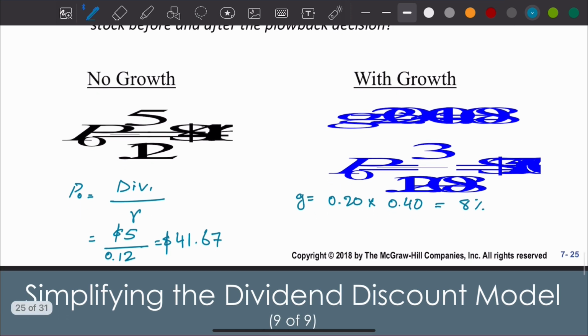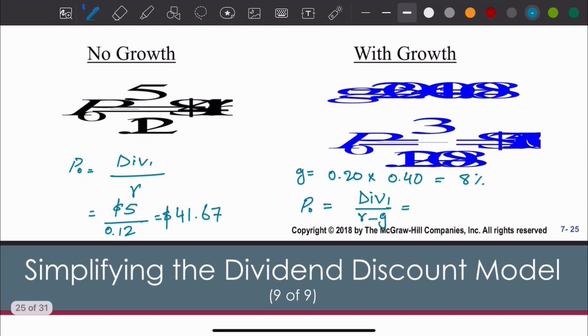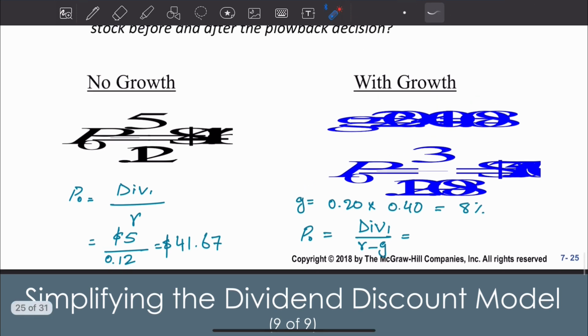Okay. Now we go back and apply the Gordon model to find the price of the stock. It's going to be div 1 divided by R minus G. One small trick here that you're going to need to notice is that under this assumption, not all of the earnings are going to be paid back to the investors. They told us that 40% is going to be reinvested, which means that only 60% is going to be paid out in the form of dividends.